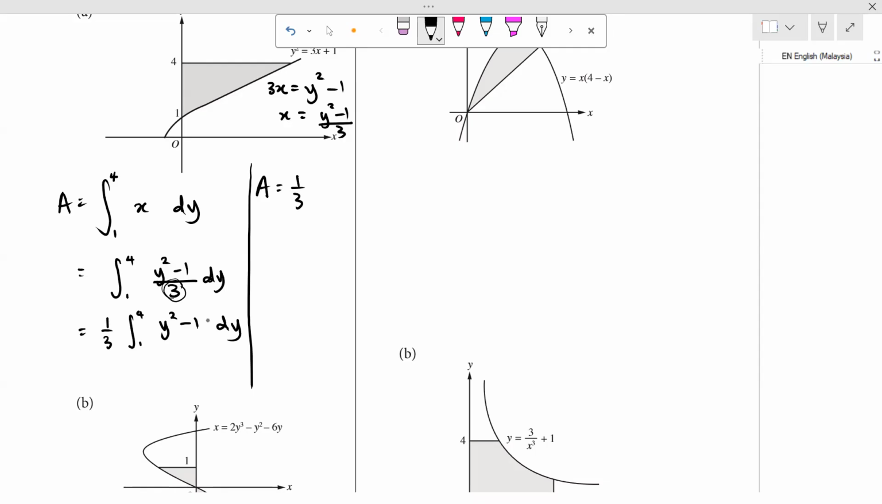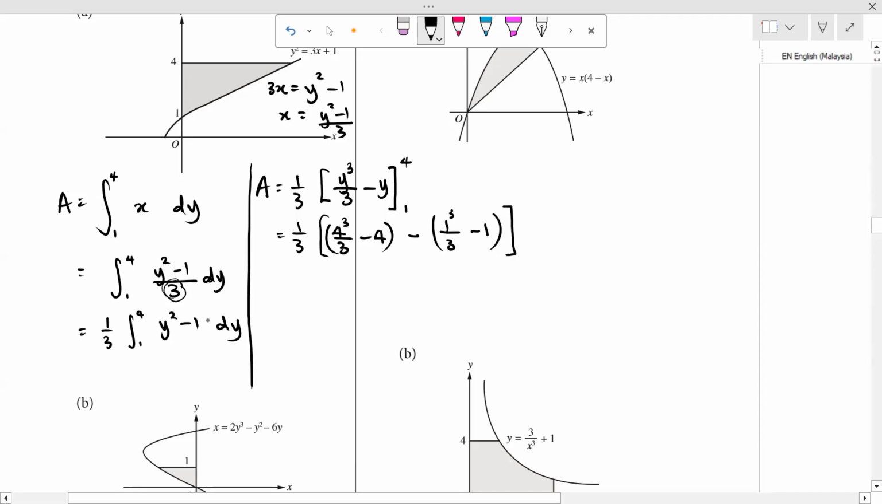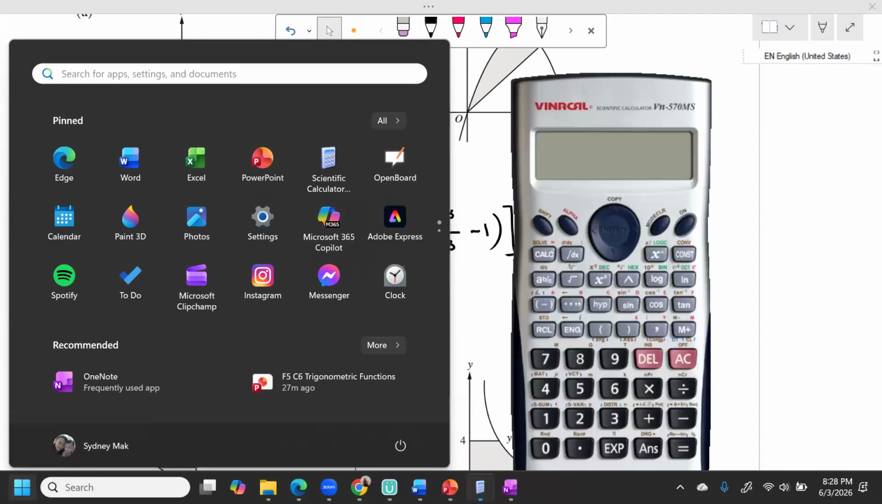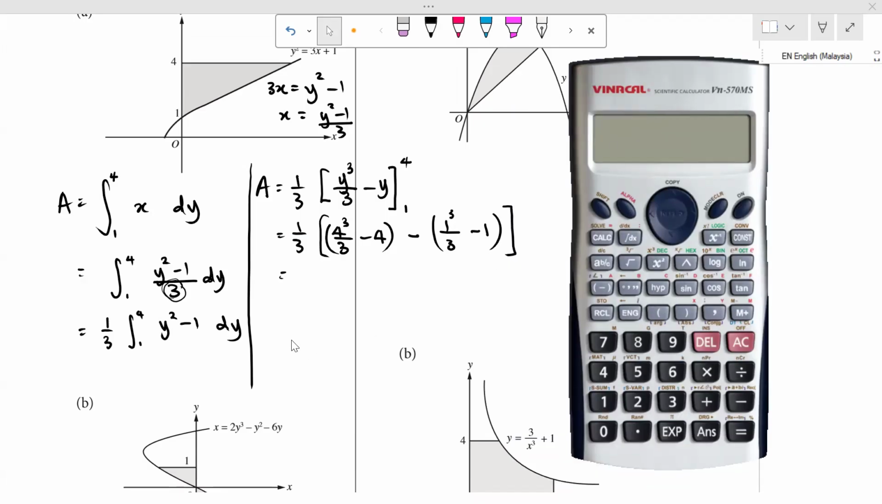So y squared will become y cubed over 3 minus y. Lower boundary 1, upper boundary 4. And show the substitution: 4 cubed over 3 minus 4, minus 1 cubed over 3 minus 1. Yeah, you have to show 1 cubed, even though 1 cubed is 1. But IGCSE, they are not so strict on that. SPM is very strict, so I need to keep reminding you. Then once you reach here, already substituted, you can use the calculator to integrate.